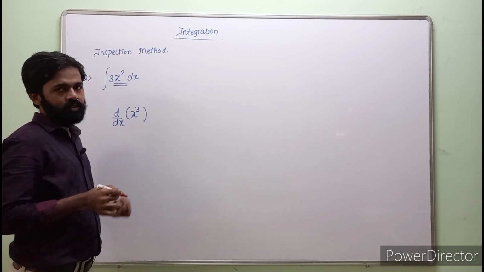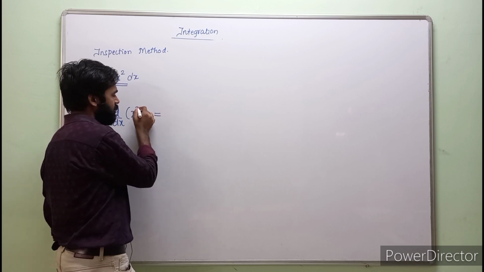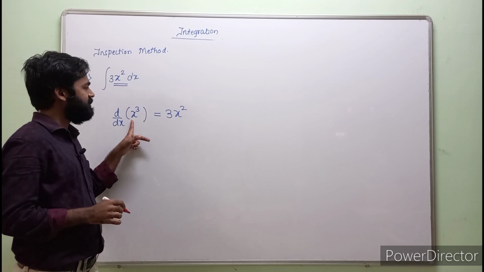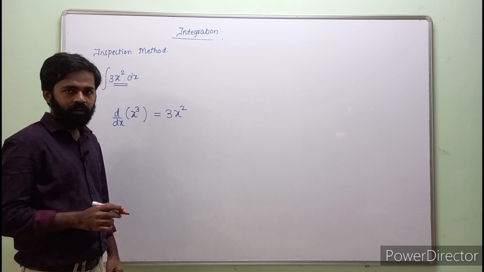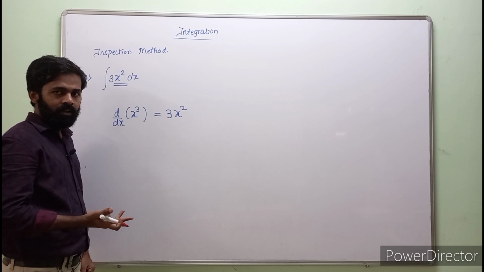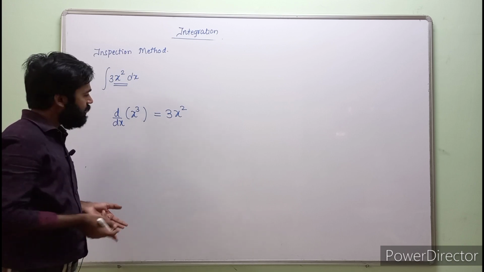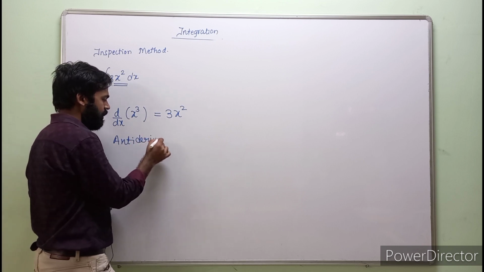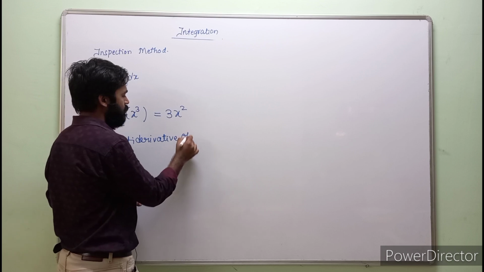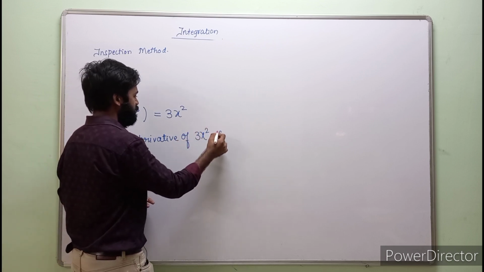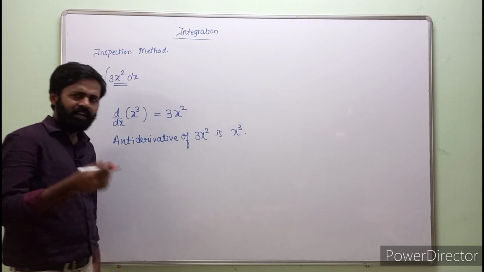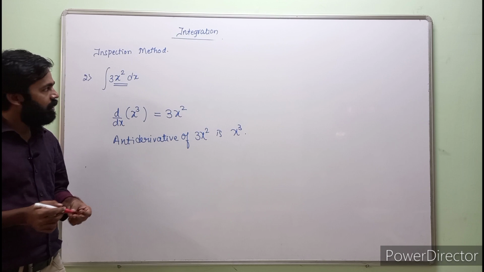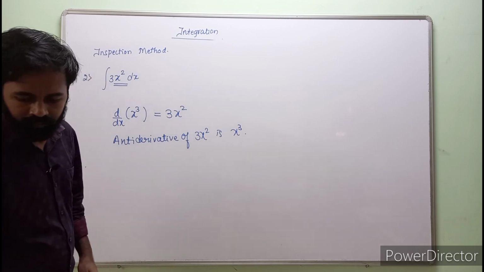If I differentiate x cube, I get what? Differentiation of x cube is 3x square. Right? d by dx of x cube is 3x square. Now here we have 3x square only. So it's a direct question. Right? So what's the antiderivative then? Antiderivative of 3x square is x cube. It's a direct question. Antiderivative of 3x square is nothing but x cube. Right.